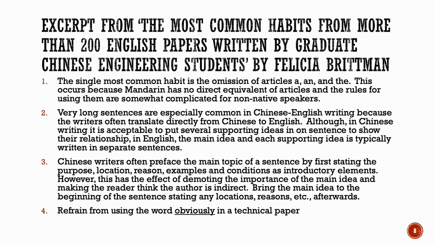Number 3, Chinese writers often preface the main topic of a sentence by first stating the purpose, location, reason, examples, and conditions as introductory elements. However, this has the effect of demoting the importance of the main idea and making the reader think the author is indirect. Bring the main idea to the beginning of the sentence, stating any locations, reasons, etc. afterwards. Number 4, refrain from using the word obviously in a technical paper.